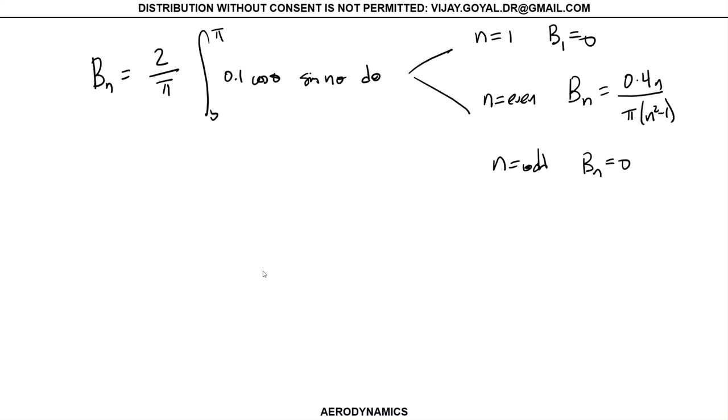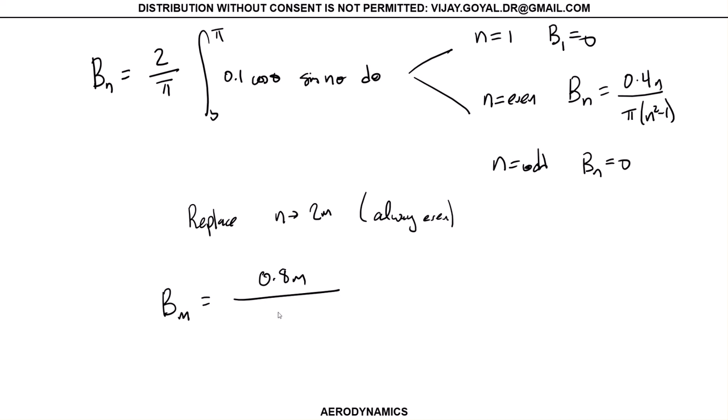Okay, so to make our lives easier and to ensure that we are always working with even numbers, this is a mathematical trick that we always do. This ensures that we are always even. Okay, that was the case. Then b_m is equal to 0.8m over pi times 4m squared minus 1. Remember, I replaced n with 2m because then m ensures that this number is always going to be even. You don't have to worry about this.